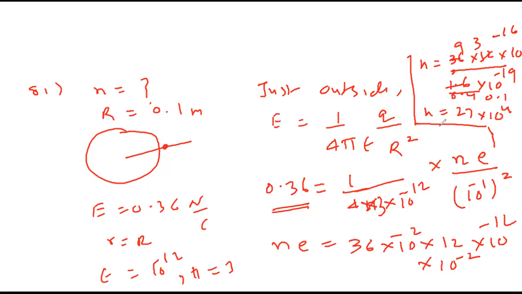Do we have the option? Yes, we have 2.7. This is the same as 2.7 into 10 raised to 5. So option A is the correct one.